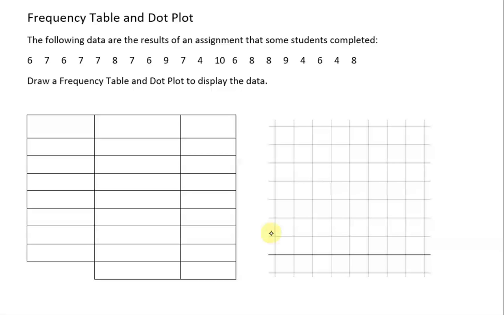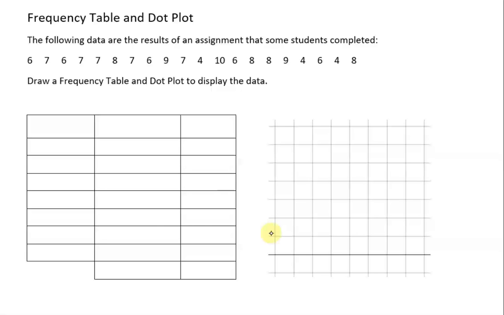In this video, we're going to draw a frequency table and a dot plot to represent some data. The question says the following data are the results of an assignment that some students completed. And we can see each of the scores from the students there. And we're asked to draw both a frequency table and a dot plot as different ways of displaying the data. So first we'll have a look at the frequency table.